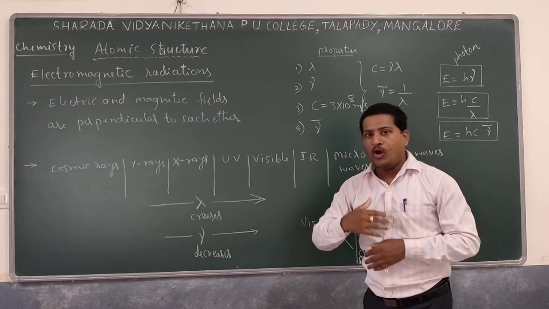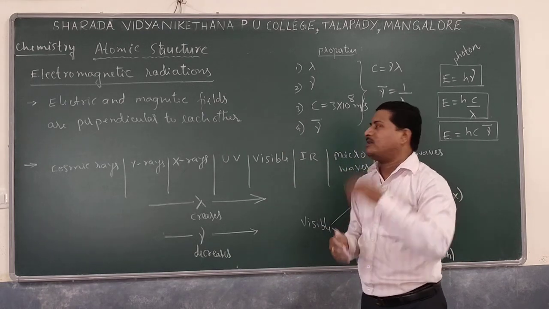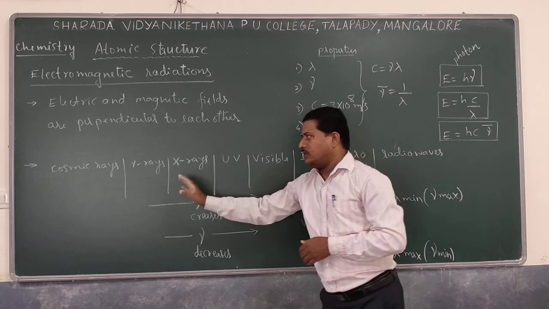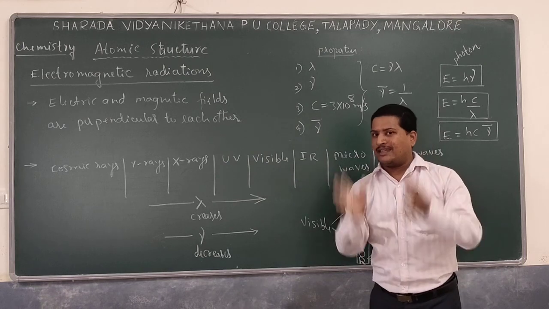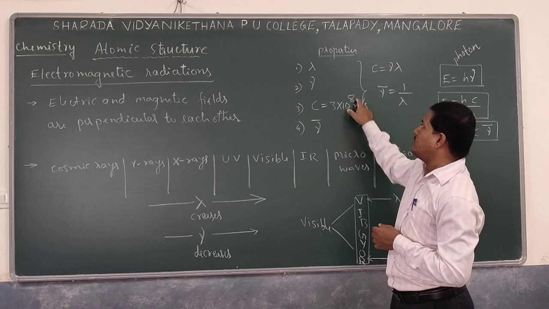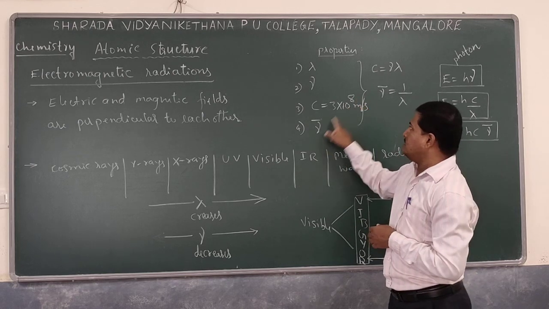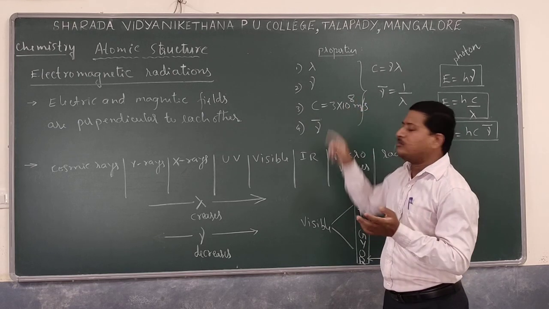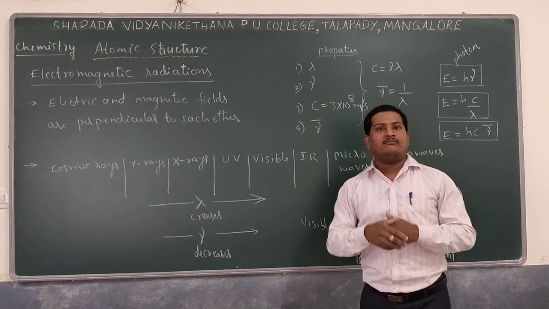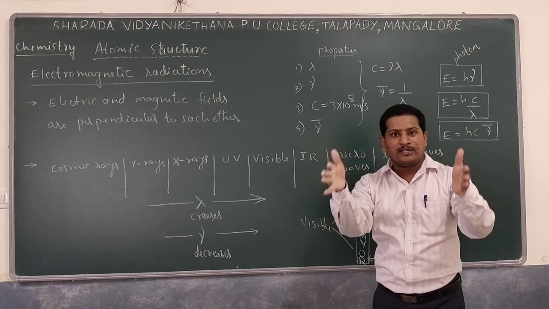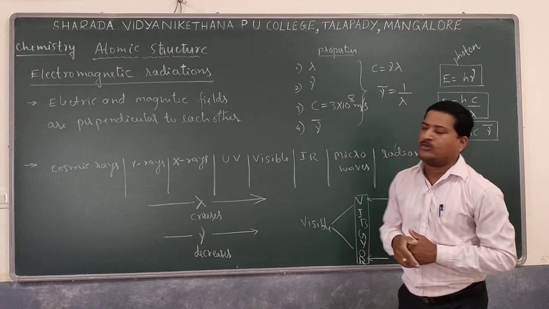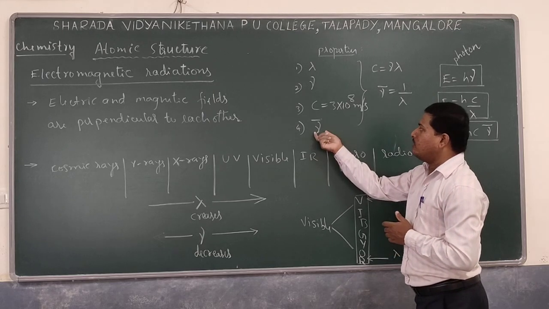Frequency is nothing but the number of waves passing through a given point in 1 second. In 1 second, how many waves are passing a given point? That tells about the frequency. And velocity. Remember, all electromagnetic radiation, even light, travels with a constant velocity, 3 into 10 to the power of 8 meter per second. The distance covered in 1 second tells about the velocity. And nu bar is nothing but the number of waves present in a particular unit length.